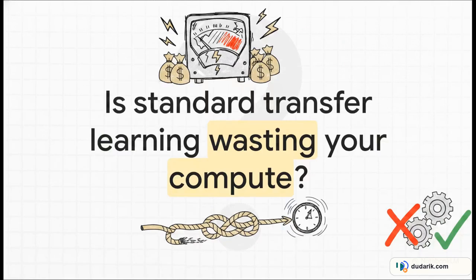So let me ask you something. Is your current approach to standard transfer learning actually just wasting your compute? If you're a developer relying on end-to-end backpropagation methods right now, you might literally be eating up your resources, draining your budgets, and totally bottlenecking your iteration cycles. But as we're going to see today, it really doesn't have to be this way.